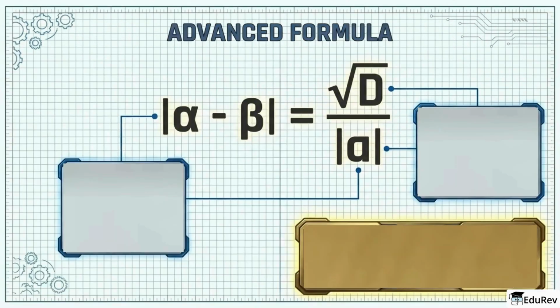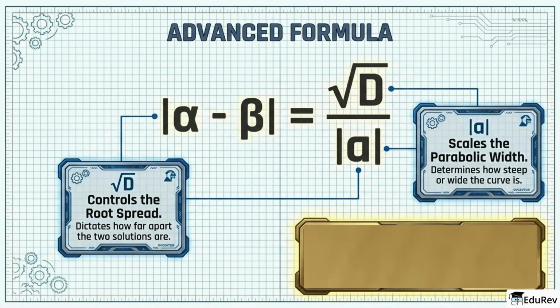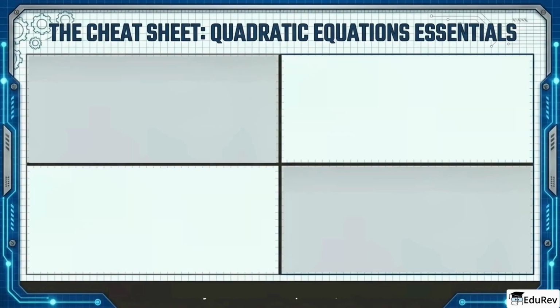This advanced formula connects the difference of roots with the discriminant. The square root of the discriminant essentially controls how far apart the roots are, while the coefficient a controls the scaling of the graph. This becomes extremely useful in questions where you are asked to compare or constrain roots rather than find them explicitly. It is one of those formulas that looks complex but saves a lot of time when used correctly. Everything comes together in this final summary.